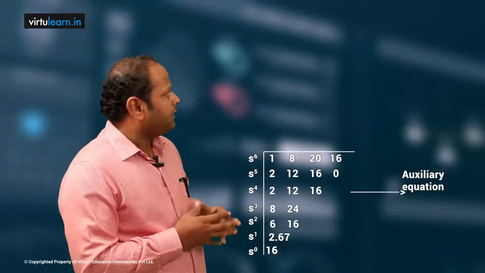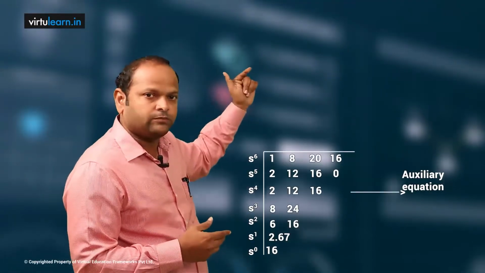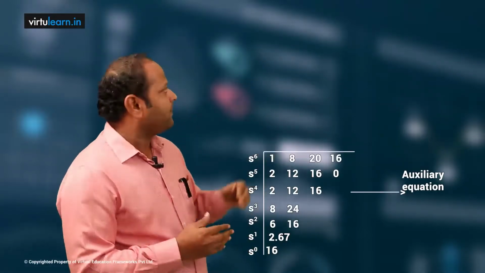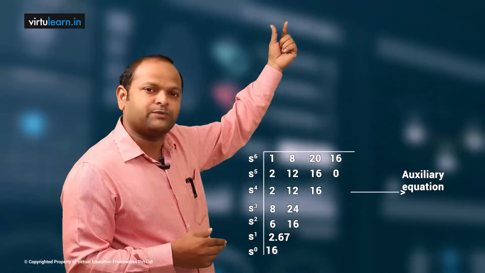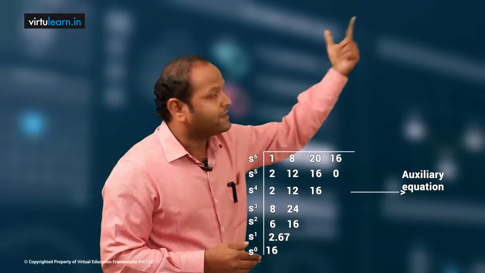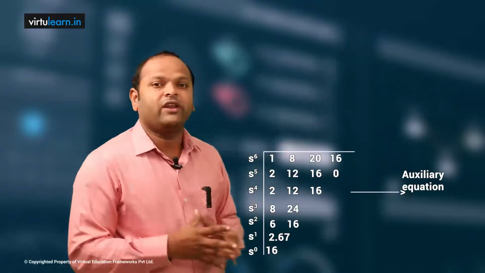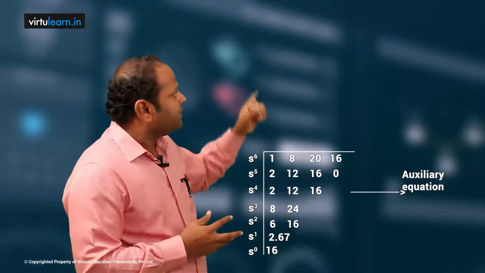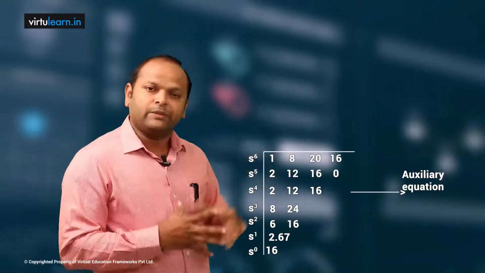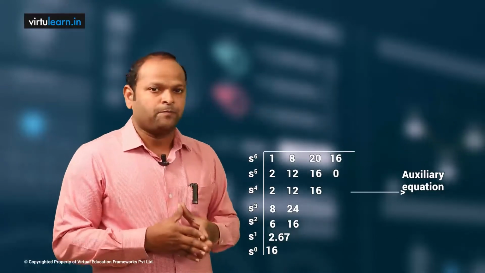We know already when you are entering elements into the first and second rows, we are skipping one term in between. That means if the first element is S power 6, the next element is S power 4, coefficient of S power 4. Next element is coefficient of S square. So all are the even number S powers. Then next is odd number coefficients. That means we are skipping one in between. Similarly, when you write the auxiliary equation, we should write in the same manner.